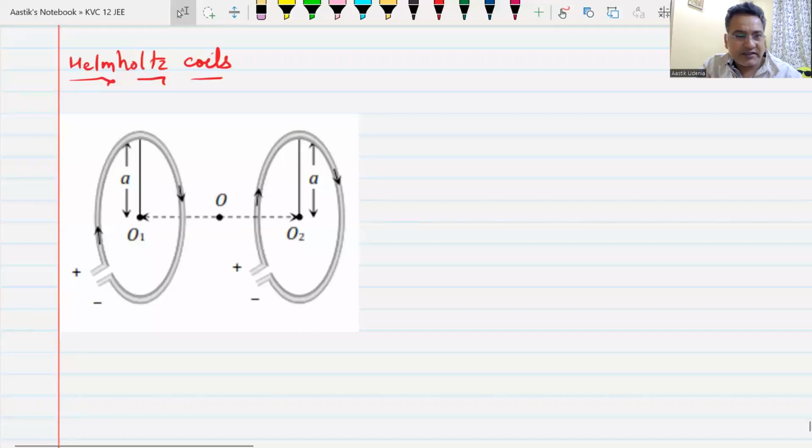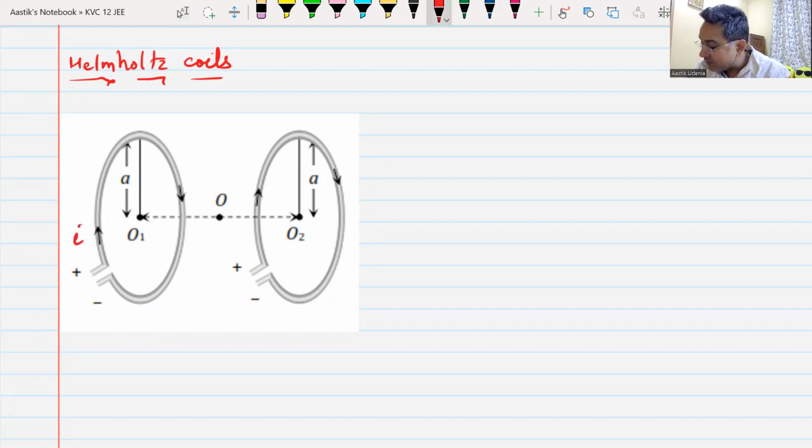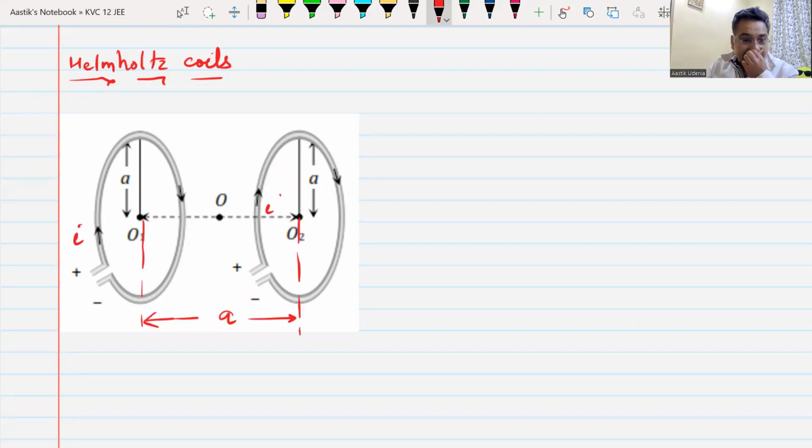And I've seen a question, I think in JEE Advanced or JEE Main, I don't remember, but I distinctly remember that I saw a question on Helmholtz coil. Same current in the same direction. This arrangement is known as a Helmholtz coil. And remember, the distance between the centers is the same as the radius of the coils. Here the radius is called A.